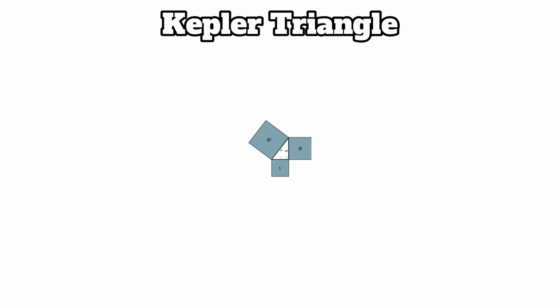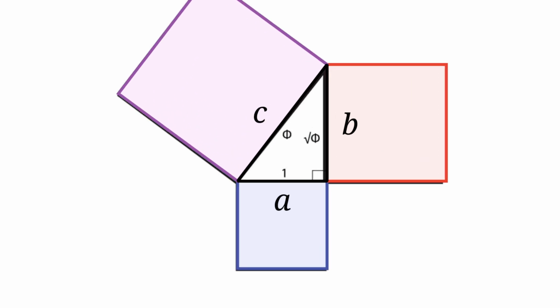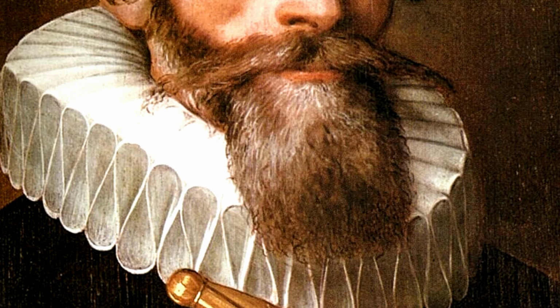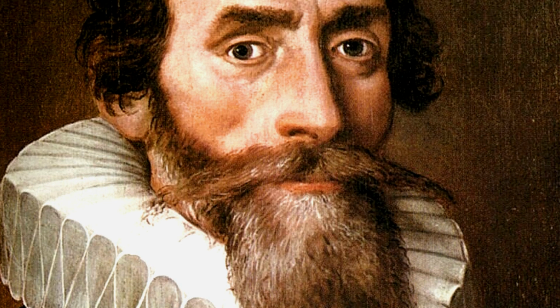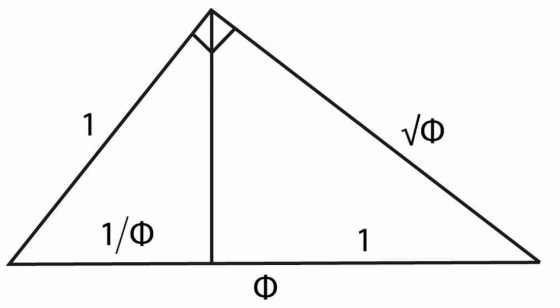This triangle is unique because it links the Pythagorean theorem with the golden ratio. Kepler observed another characteristic of this triangle. He wrote to his former professor Michael Mastlin, if on a line which is divided in extreme and mean ratio one constructs a right-angled triangle such that the right angle is on the perpendicular part at the section point, then the smaller leg will equal the larger segment of the divided line. Here, he is referring to the two legs of the triangles below with a dimension of 1.